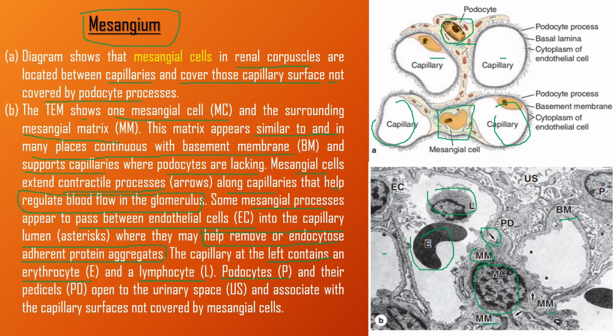Podocyte cells, as you can see, this is the podocyte, and these are their pedicels. These are the pedicels open to the urinary space. This is the urinary space. They open into the urinary space and are associated with the capillary surfaces not covered by mesangial cells.